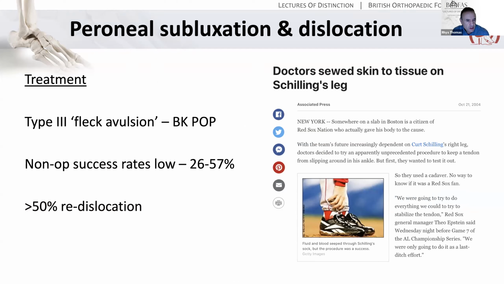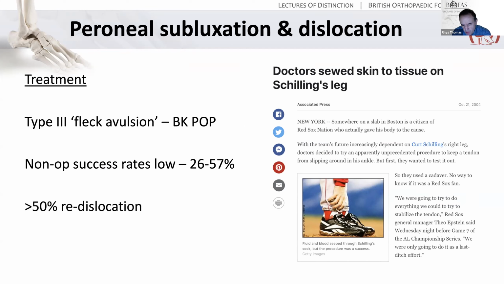So the majority of these do fairly badly if they're managed conservatively. It may be worth those with the bony avulsion, putting them into plaster and seeing if they settle, but greater than 50% have a redislocation or subluxation rate. You could in fact perform what's now become known as the Schilling procedure.